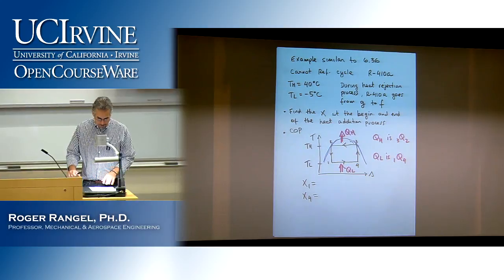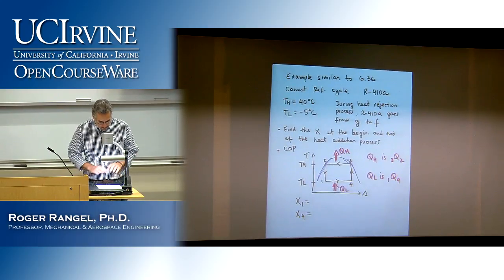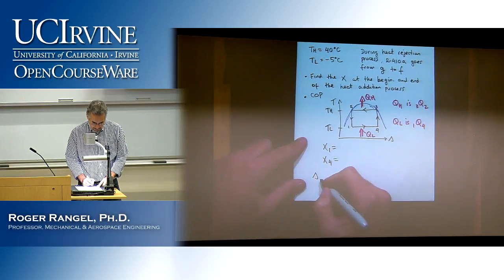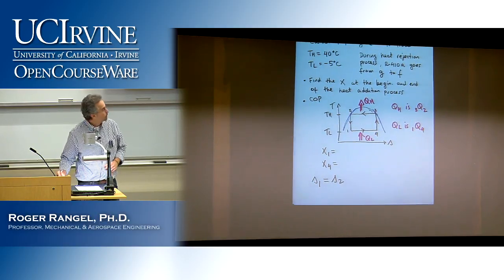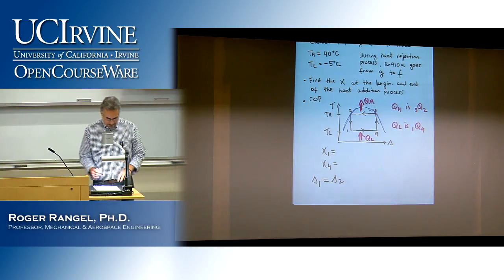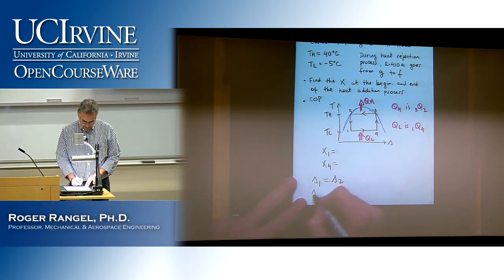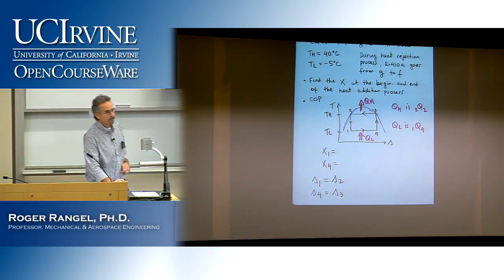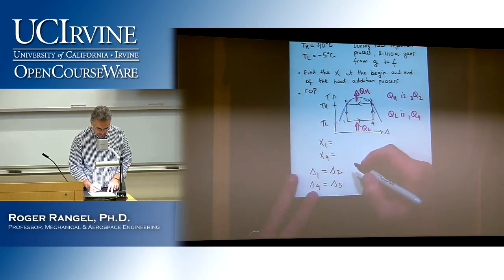Okay, so, of course, I know the following. I know that the entropy at 1 is the same as the entropy at 2. Right? And I also know that the entropy at 4 is the same as the entropy at 3. Right? I know that. And what's the entropy at 2?